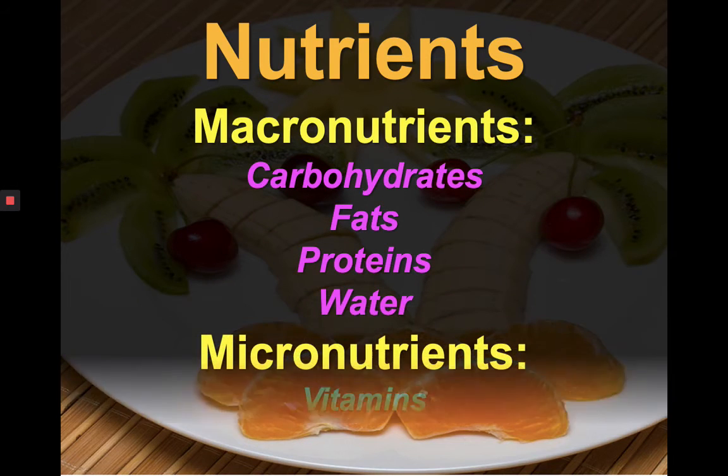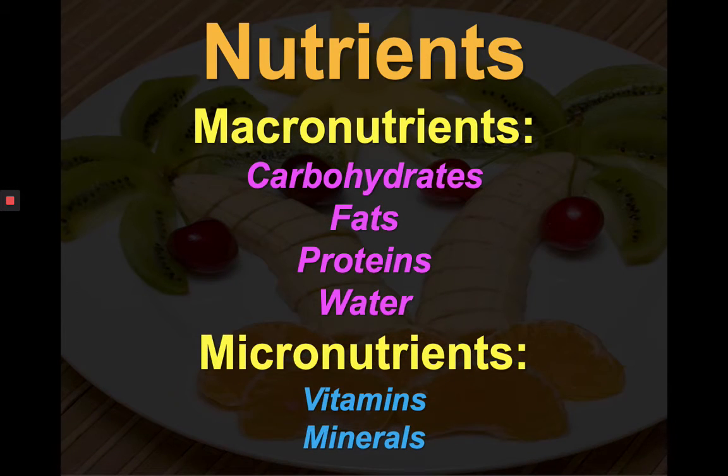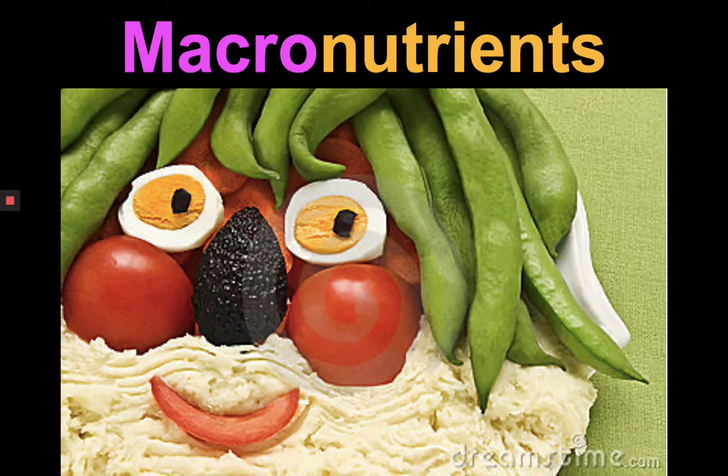Nutrients can then be broken down into macronutrients and micronutrients. It's going to be important that you understand the difference between the two, and be able to pick out which ones are which, and have a little bit of background on what a carb is, what a fat is, what a protein is, and what water does, in comparison to the micronutrients, which are considered to be vitamins and minerals.